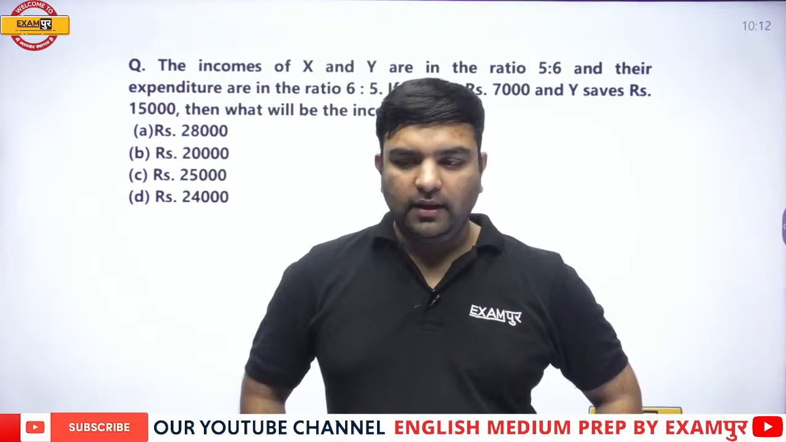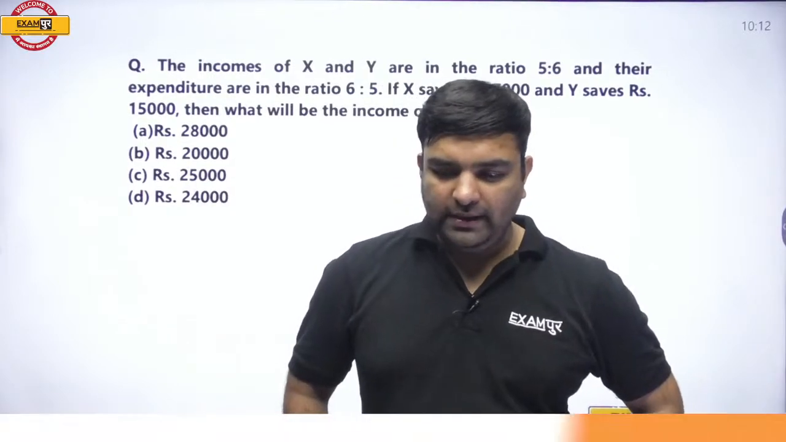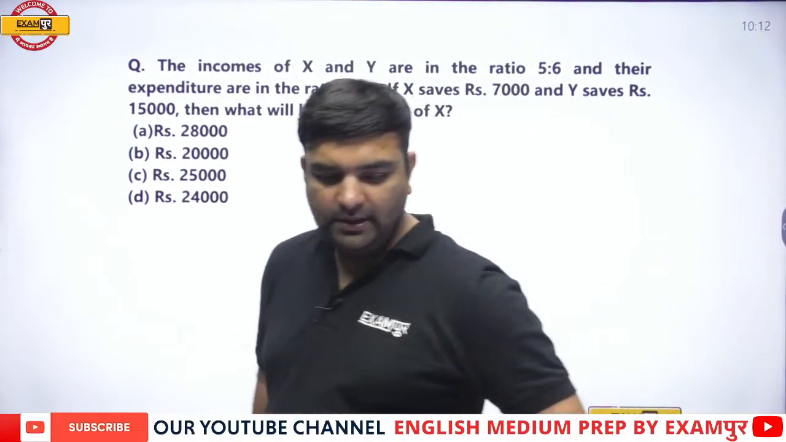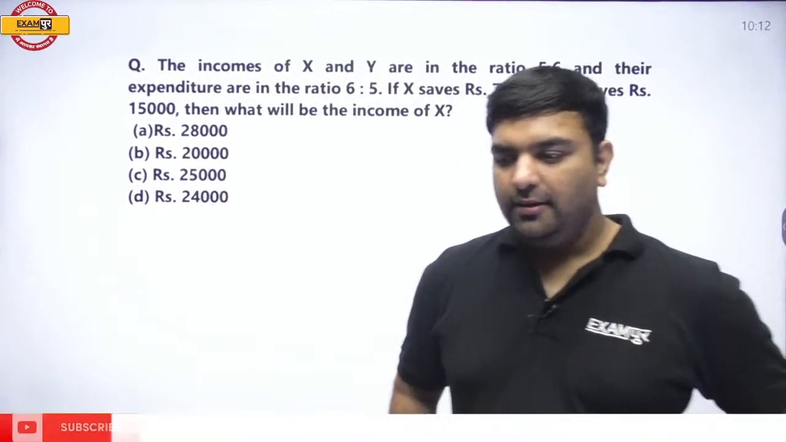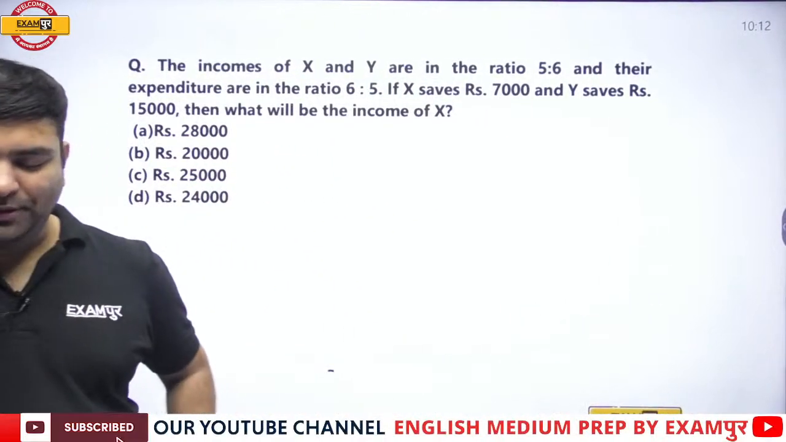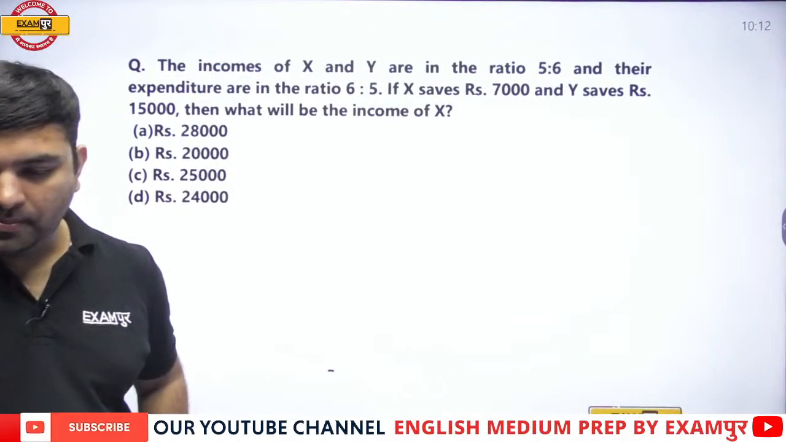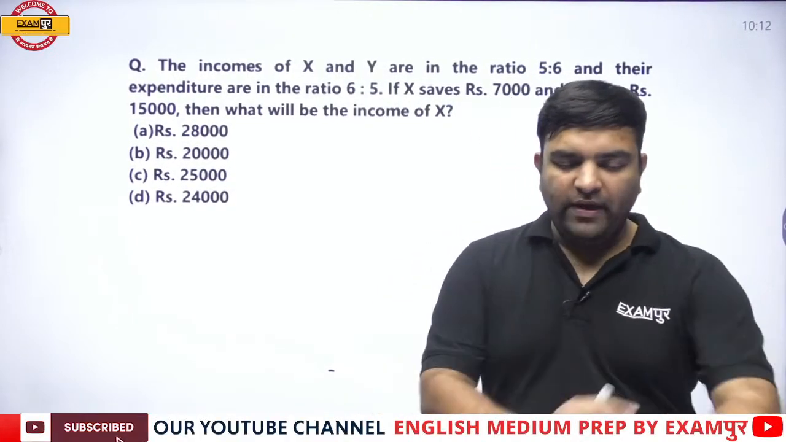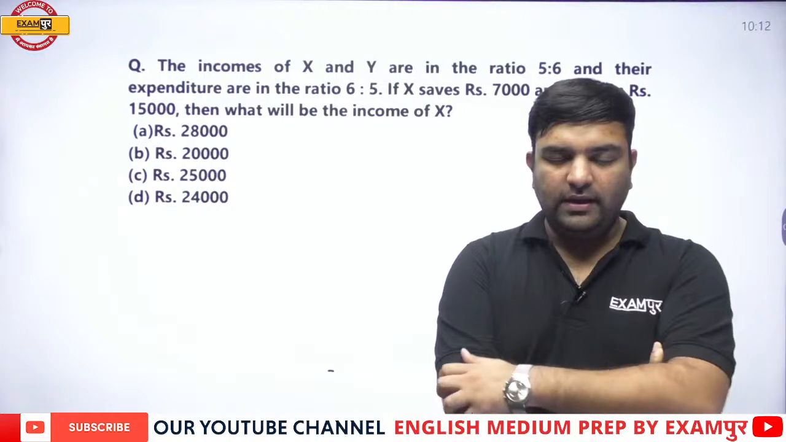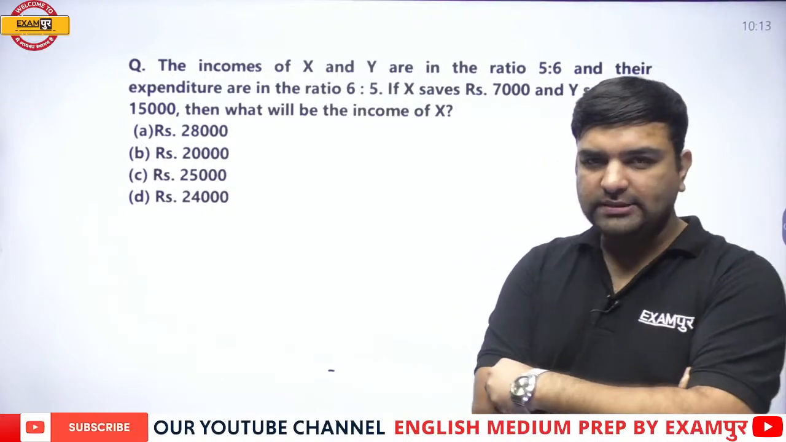Incomes of X and Y are given. Their expenditure ratio is also given. Their savings are also given. What is the income of X? I will take solutions by all the methods, all the cases, and a lot of different things are going to be delivered.